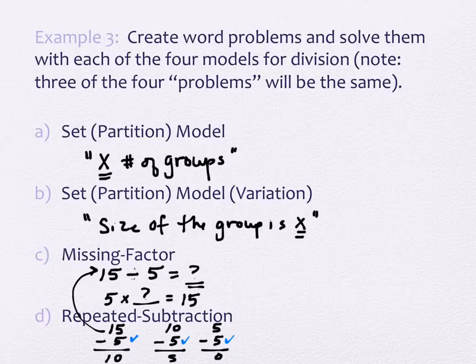And since we subtracted 3 times, then 15 divided by 5 is actually equal to 3. And if we'd had a remainder here, like let's say instead of starting out as 15, it started out as 16, we would end up with 3, and then we'd have a remainder of 1.